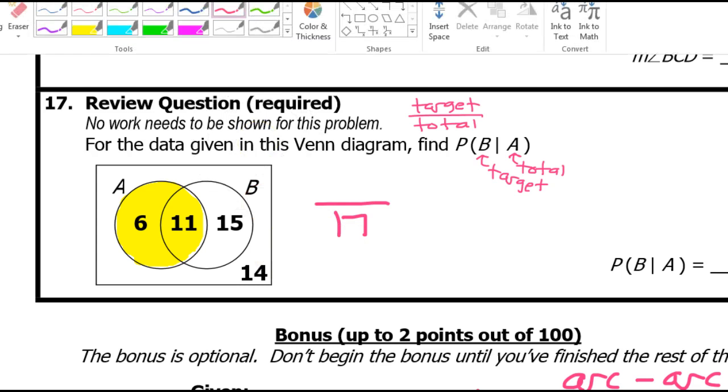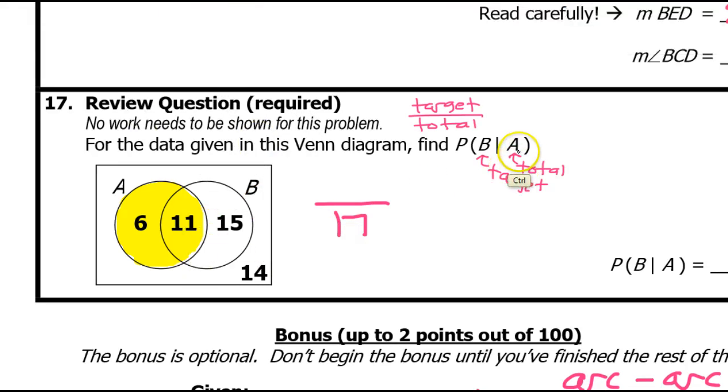Now, what I encourage you to do whenever you have a given problem, highlight the total like I just did. But if I were you, I would immediately cross out everything else. This yellow A is the total. That means there is nothing else. It's the total. Nothing else exists. That will help you avoid mistakes when you go to think about the target. Because the target now is this B part. But that will not include the 15. The 15 and the 14 are gone because A is the total. Nothing exists outside of A.